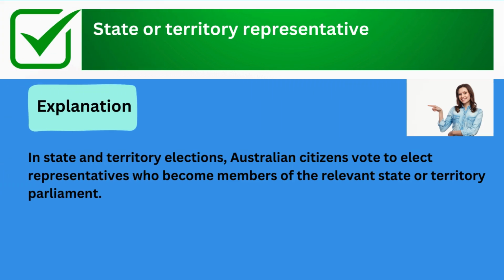The correct answer is State or Territory Representative. Explanation: in state and territory elections, Australian citizens vote to elect representatives who become members of the relevant state or territory parliament.